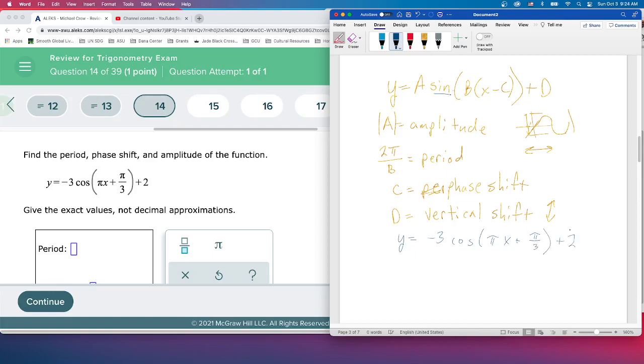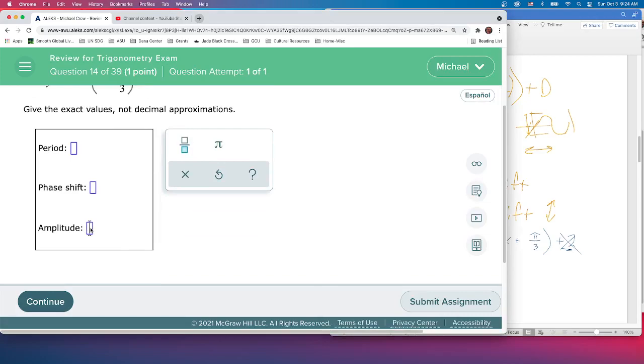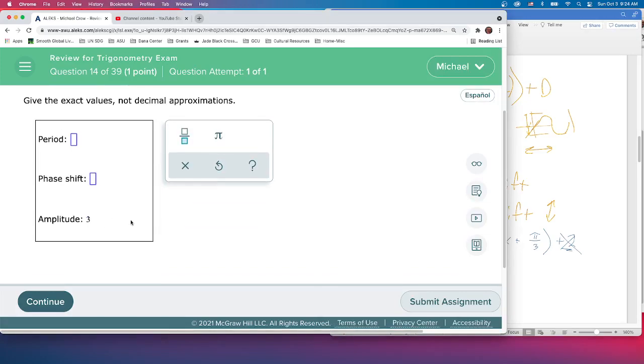The plus 2, we could kind of forget about it because they're not asking for the vertical shift. That would be a vertical shift upwards of 2. So we'll ignore that. So I'm just going to cross it out just because we don't need it. Amplitude comes from here, the A, the number in front. So the amplitude is going to be the absolute value of the number in front, which gives us positive 3. So that's one of the things, you know, they've got the negative, but for the amplitude, it's always a positive value because it's a distance, really.